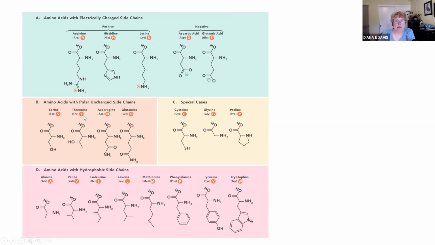Then we have some amino acids that have polar side chains that do not have a charge. Polar also means hydrophilic, or water loving. These amino acids are most likely going to interact with the cytosol, so they'll be on the outside of a protein, for example. And then there are amino acids that are hydrophobic. Those amino acids are either going to be on the inside of the protein or embedded in a membrane.